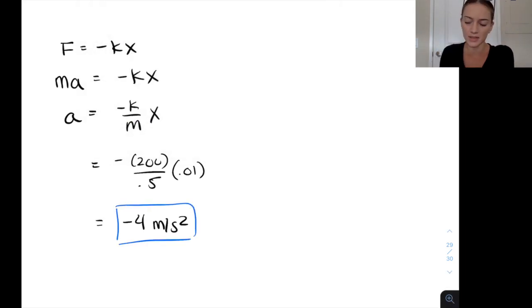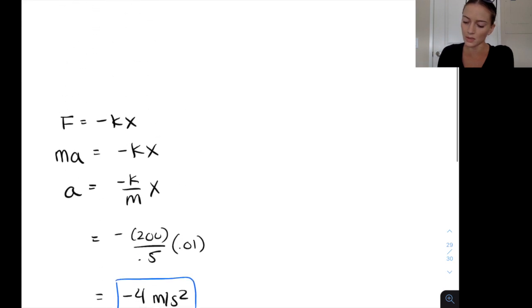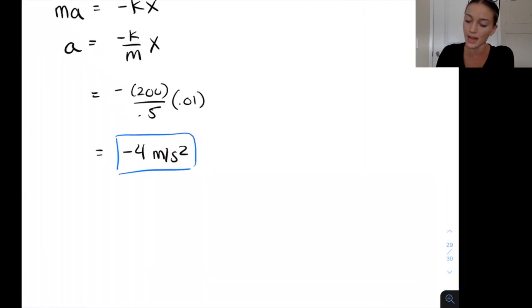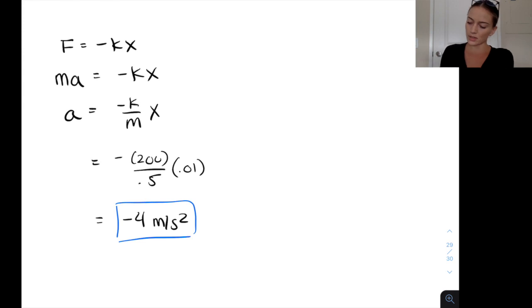And here we didn't have to worry about the negative sign, it just kind of popped out. The reason we did have to worry about it in the previous part where we had the velocity was because we were taking the square root. So we were losing that sign there, which did not happen here. So, all right, that's the acceleration.